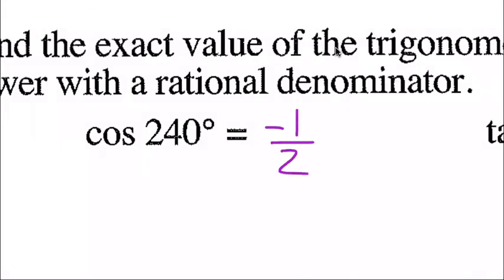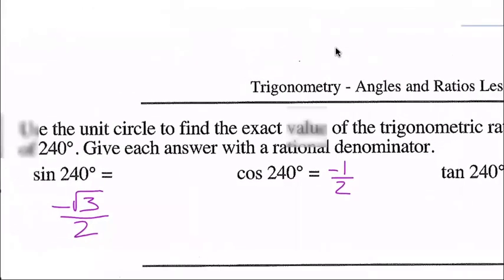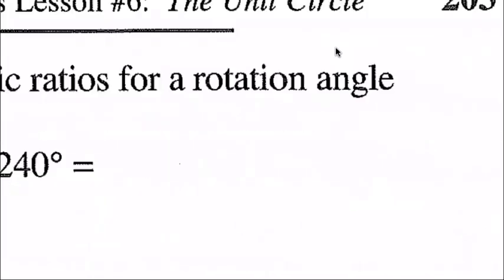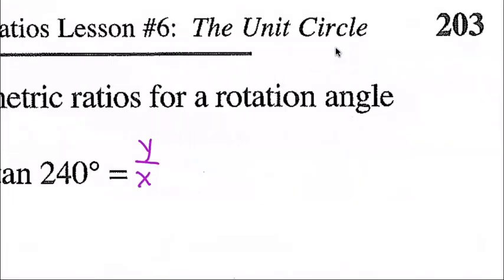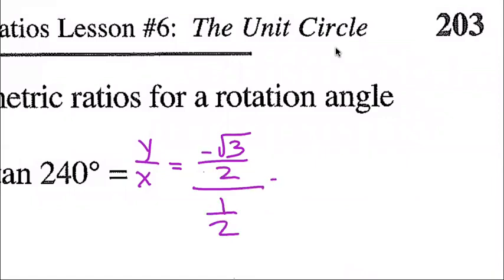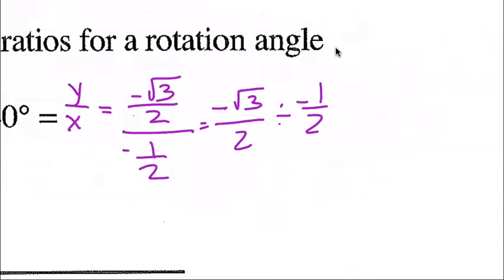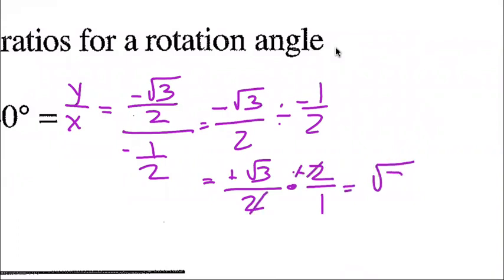Negative 1 over 2. And if I know both my x and my y, or my sine over my cosine, I can just do my tangent. Tangent is sine over cosine, or y over x, which is negative root 3 over 2, all over negative 1 over 2. Divided by negative 1 over 2, that is negative root 3 over 2 times 2 over 1. Negative, negative is positive. 2 and 2 cancel. That just leaves me with square root 3.